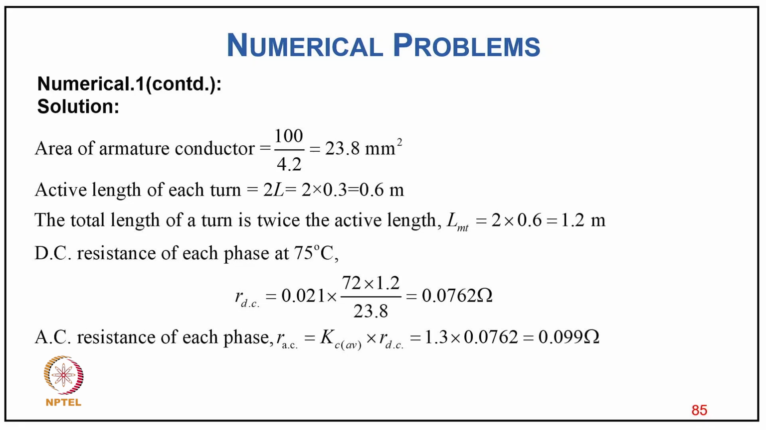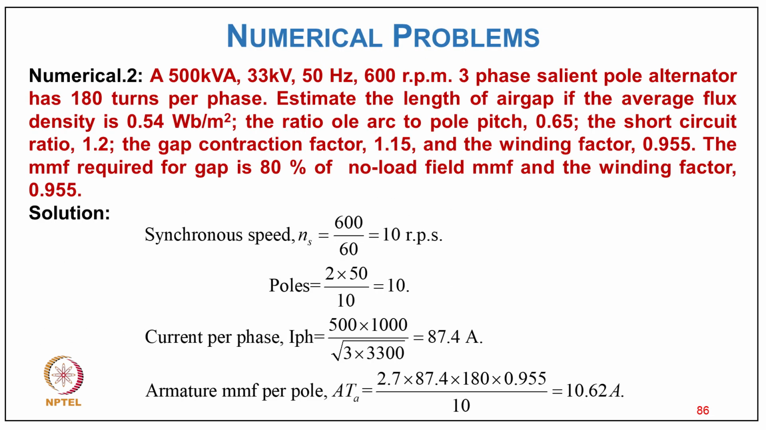And DC resistance of each phase at 75 degrees Celsius is RDC equal to 0.021 resistivity into 72 into 1.2 by 23.8, so it's 0.0762 ohm, and AC resistance RAC equal to KC, the average eddy current loss factor, into RDC, so it comes 1.3 into 0.0762, that becomes 0.099 ohm.